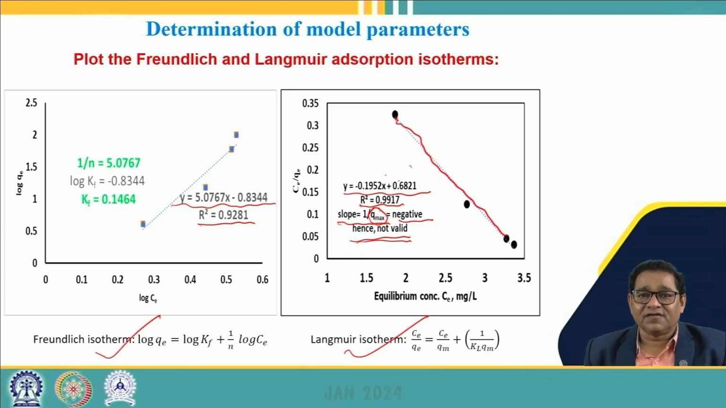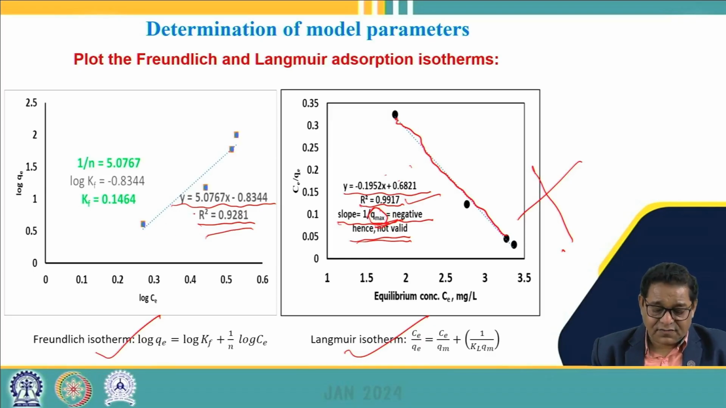Because of this, though the R square value of this plot is much higher compared to the R square value of the Freundlich model, it will not comply with the adsorption process, because the Q max value we get from this plot is negative, which is not at all possible. So we can conclude that this isotherm does not comply with the adsorption process.